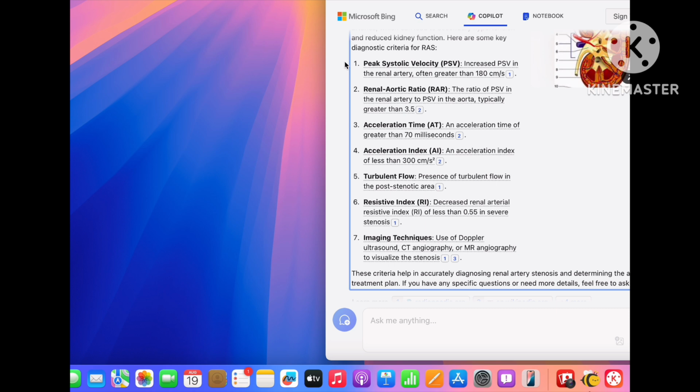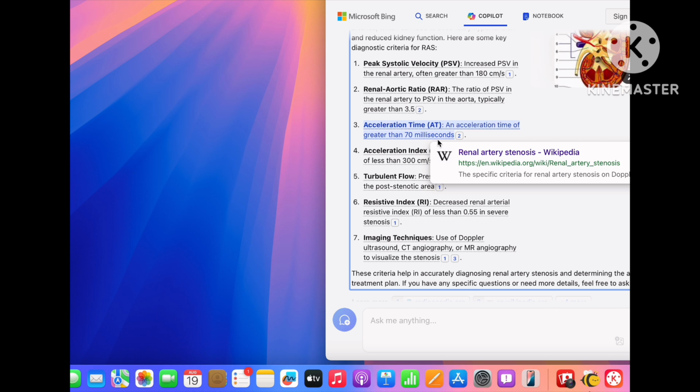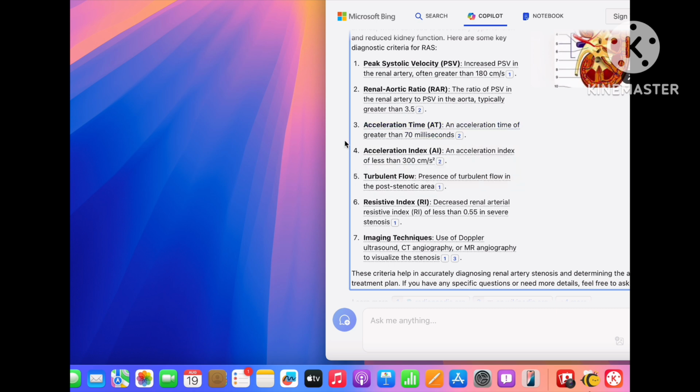The third and fourth criteria are for vessels present in the renal parenchyma: acceleration time and acceleration index. Acceleration time means how much time it takes to accelerate to the peak velocity. If that takes more than 70 milliseconds and the acceleration index is less than 300 centimeters per second squared, that is, less than 3 meters per second squared, that you will get in the renal parenchyma.